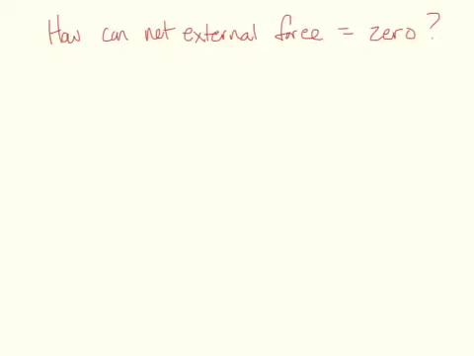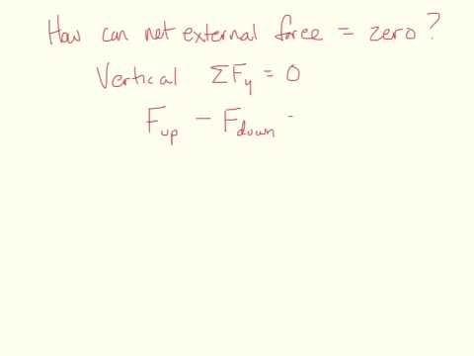So if we have no net external force in the vertical direction, then what we're saying is that the net force in the y direction equals zero. Well, for net force in the y direction to equal zero, that must mean that all of the forces acting up minus all of the forces acting down equals zero. Or another way to say that is that the forces up equal the forces down. And if that's true, then the net external force in the y direction will equal zero.